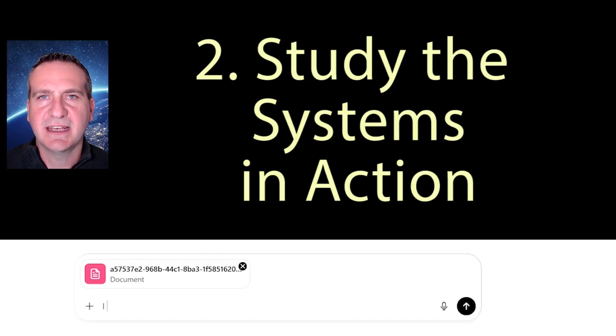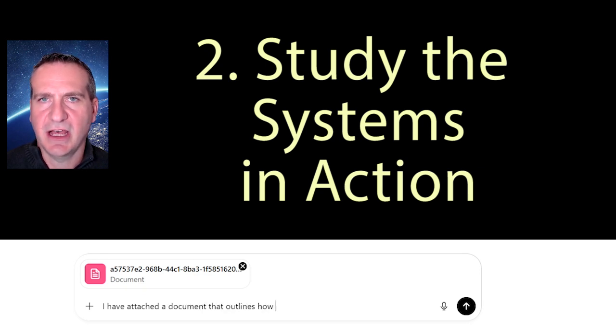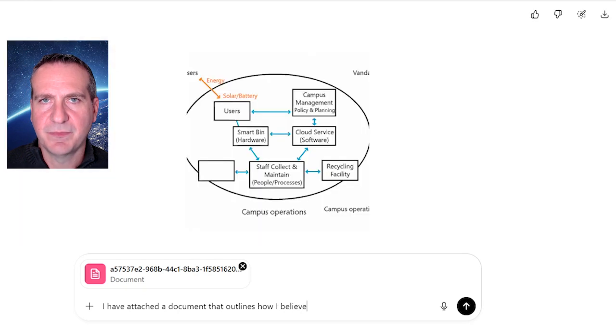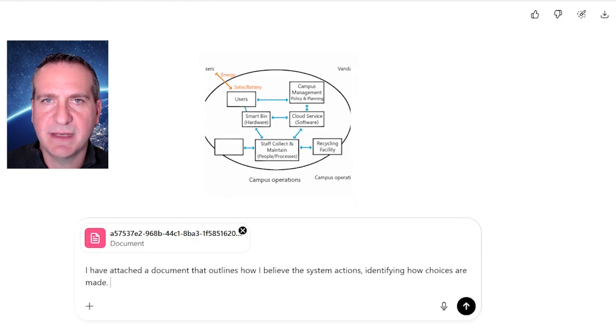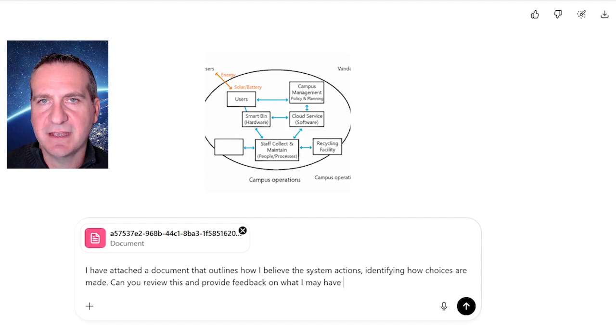The next stage in systems thinking is to study the systems in action. What I have done to do this, I've looked at the diagram, I've applied critical thinking, and in words, I've tried to map out all the different actions and identify how the different choices are made. Applying a similar process, I upload this document to the AI and I ask it for feedback. I'm going to use this feedback to improve my work.